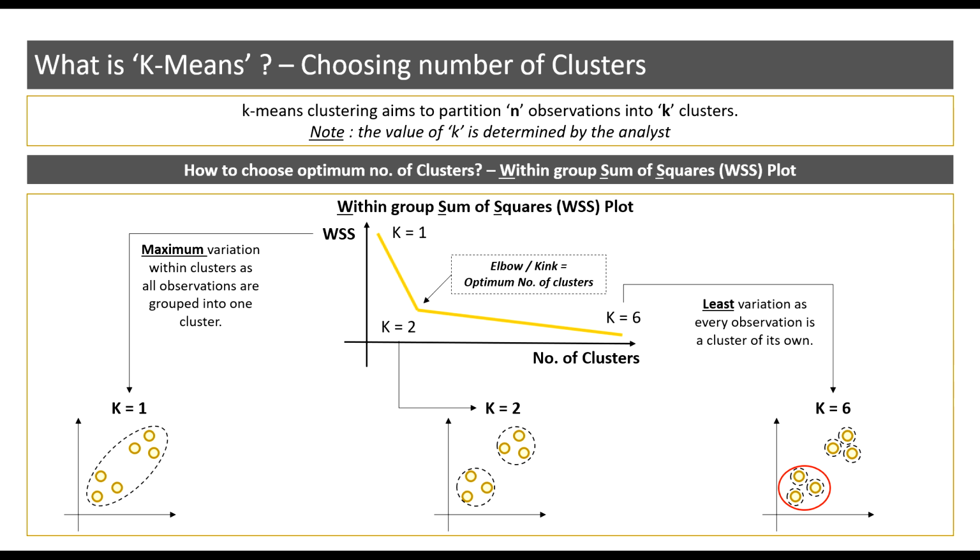If you remember the fairy tale Goldilocks and the 3 bears, well, we must choose the optimum number of clusters like Goldilocks did. K is equal to 6 is too much, k is equal to 1 is too little, but k is equal to 2 is just right.